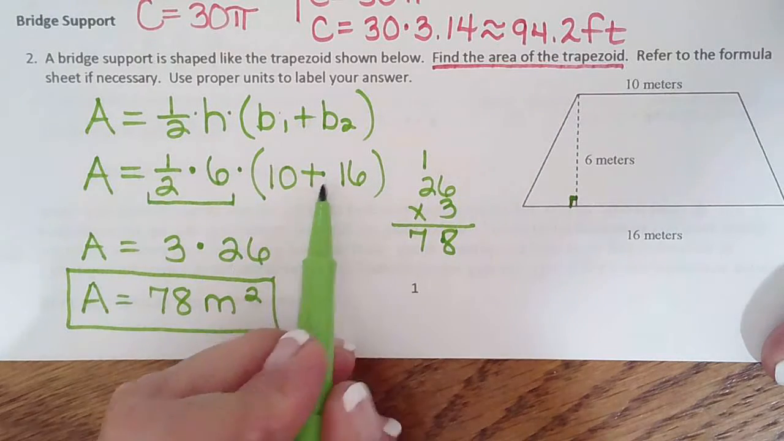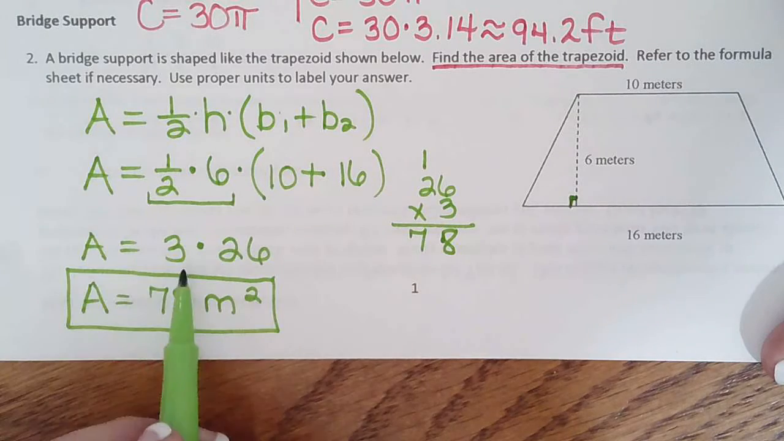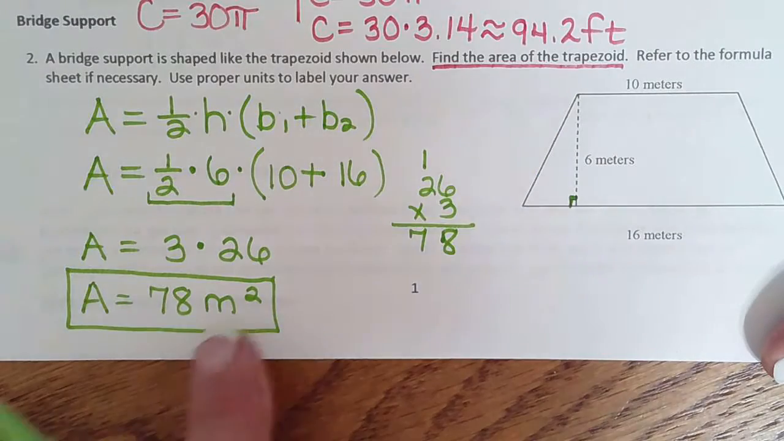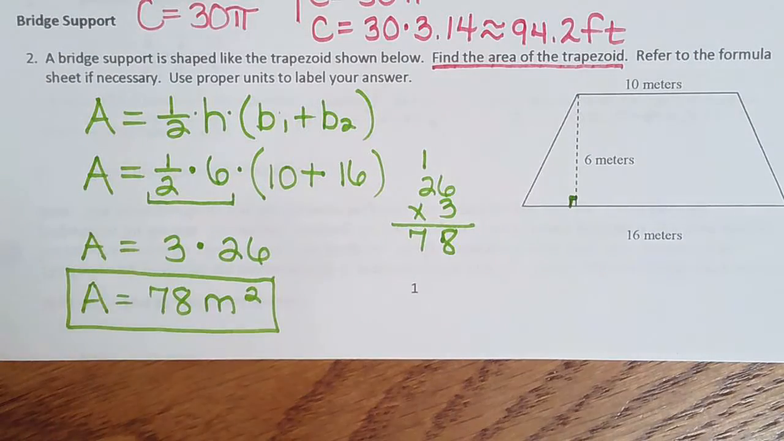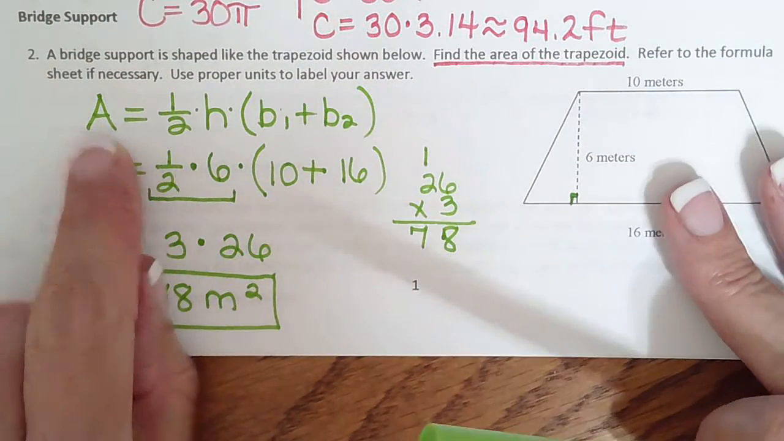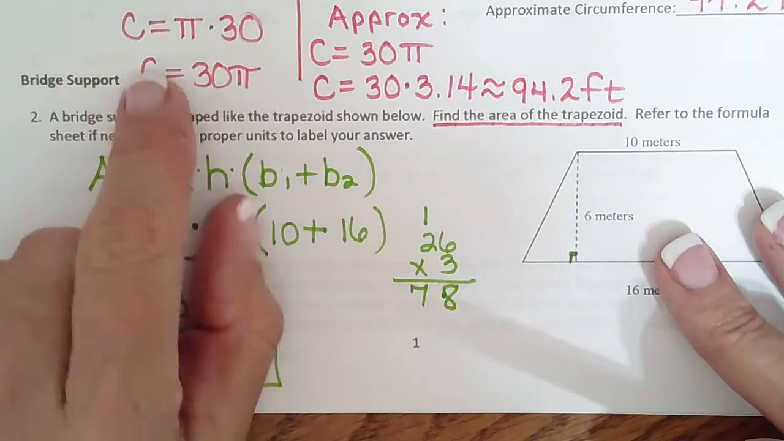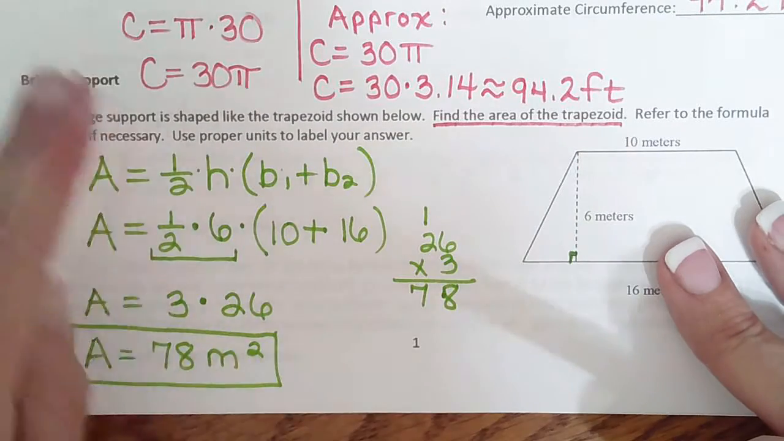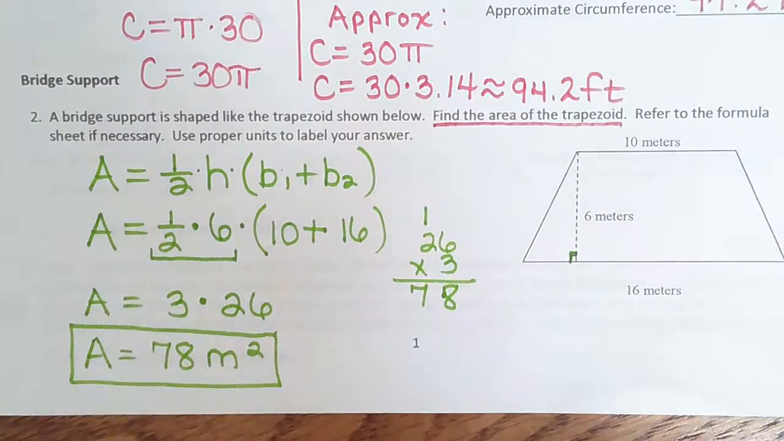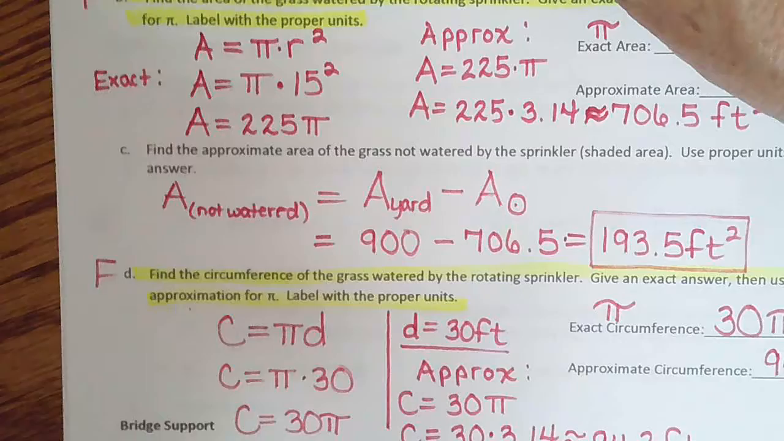So parentheses first, then we go left to right. 1/2 of 6 is 3, so we have 3 times 26, 78, and it's square meters because it's area. So whatever this letter is, that determines what your units are going to be. An A means it gets a square, a C means it just gets the units, a V for volume would be units cubed. Okay, so let's go ahead and go to the back of this page.